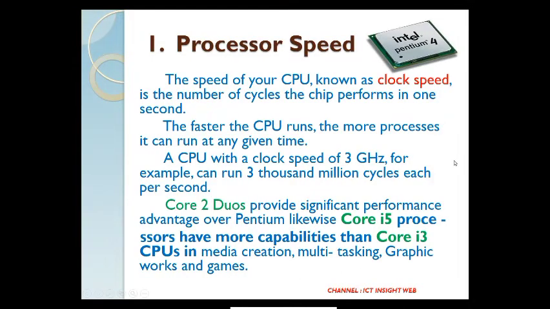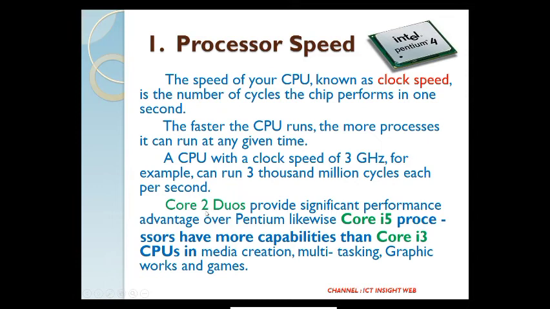So the first one is processor speed. The processor speed is also termed clock speed. That's the number of cycles a chip performs in 1 second. So the processor speed determines how fast your computer system will be. It is measured in gigahertz. The CPU with a clock speed of 3 gigahertz, for example, can run 3,000 million cycles per second. That means it's going to be very fast.